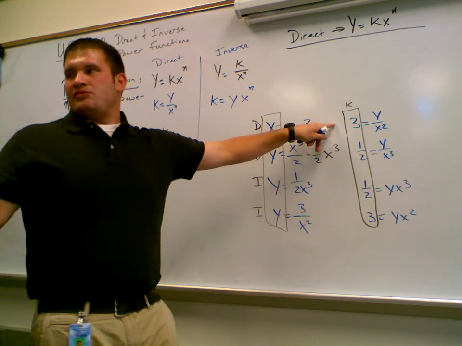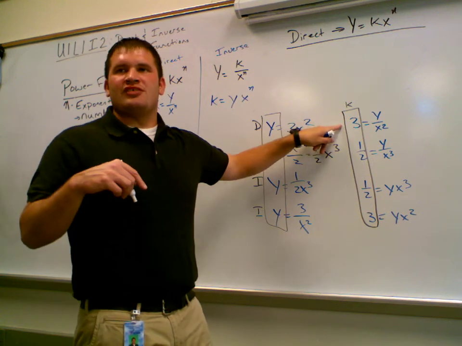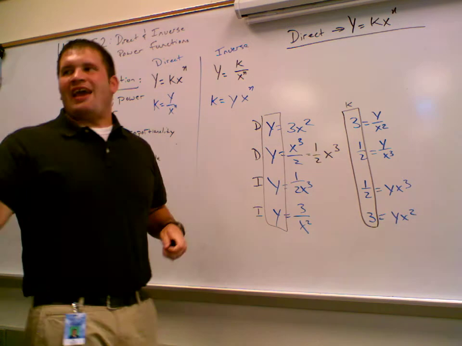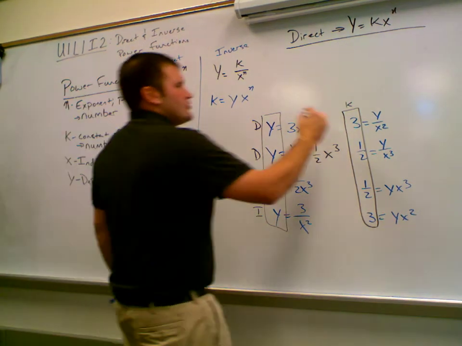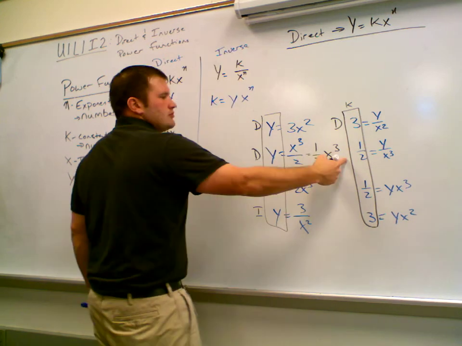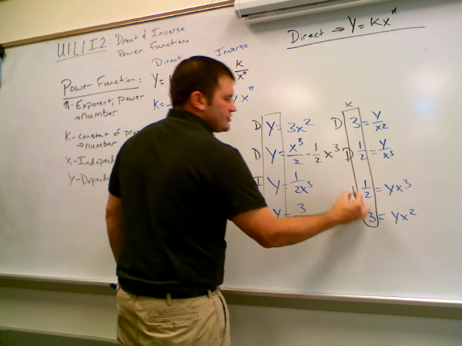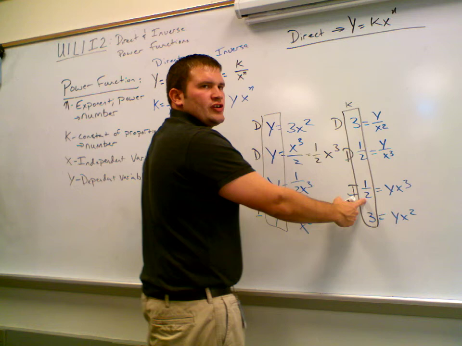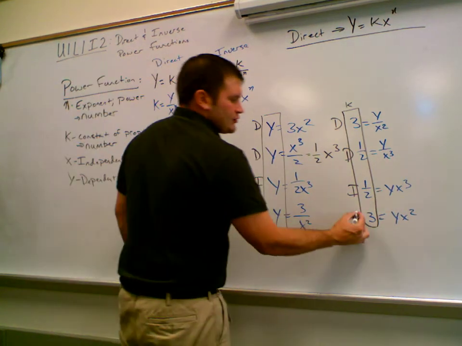Well, y is always on top. This one is direct because my x is where? On the bottom. And I've solved for K. So this one's direct. What's this one? Direct. Still direct. What about this one? Inverse. Now, this one is inverse because I'm solved for K and X is on the top. And this one's also inverse.